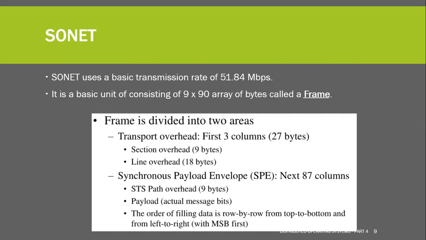SONET uses a basic transmission rate of 51.84 Mbps. The basic unit consists of a 9 by 90 array of bytes called a frame. The frame is divided into two areas, transport overhead and synchronous payload envelope.